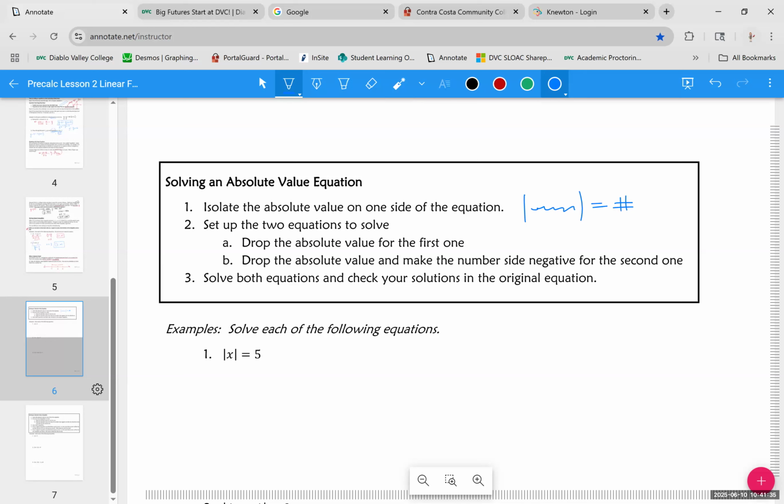So the first one will be just drop your absolute values and solve the equation. That will be the going right from 0. But then for the other one, you need to check if you went left, you would have gone to +4 or -4. So you drop the absolute value and make the number negative. That'll take care of, like I said, the right and the left. And then you solve them both.